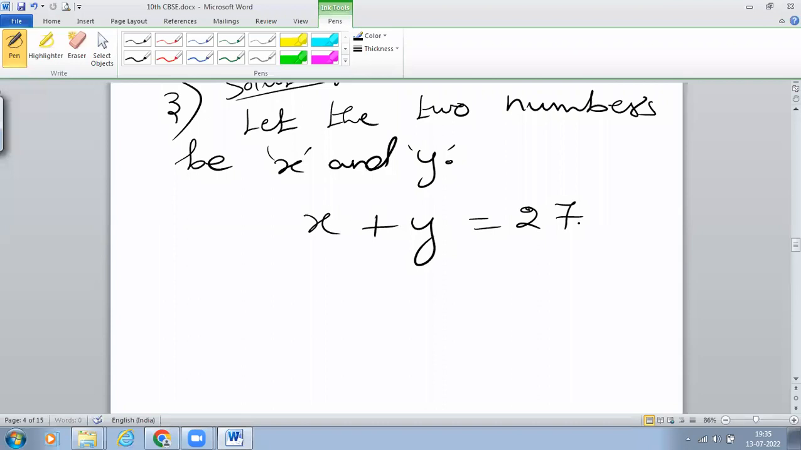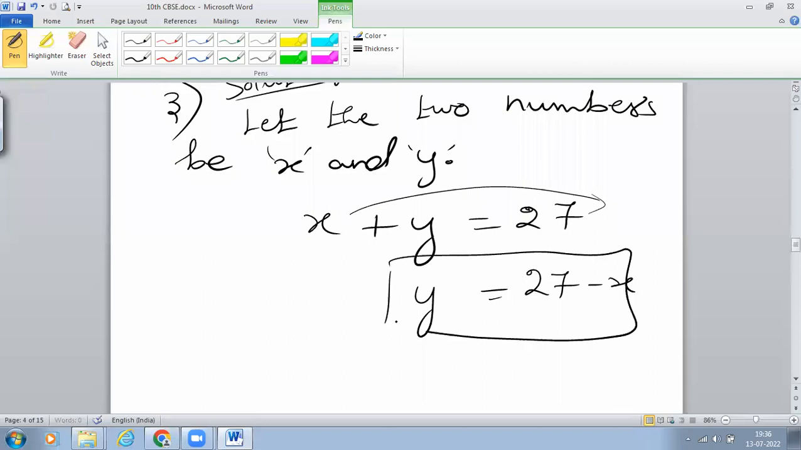Yes, sir. Okay, x plus y is equal to 27 means what I'm going to do is express this y in terms of x. So I'm going to keep y on the left-hand side, and this x, when taken to the opposite side, becomes minus x. So 27 minus x. Therefore, one number is x and another number is 27 minus x.